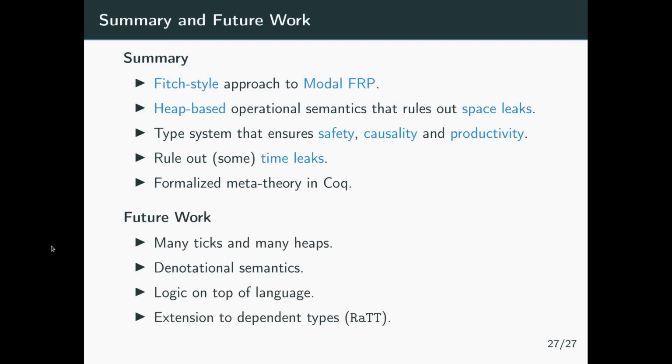And the future work is that, first of all, it would be interesting to add many ticks and many heaps. So in the system so far, you only have a single tick, right? Just think about one time step at a time. But there shouldn't really be a problem going to many ticks and many heaps, meaning that you can think about multiple time ticks at a time. But so far it hasn't worked, and there are some interesting problems, but inherently it shouldn't be impossible.